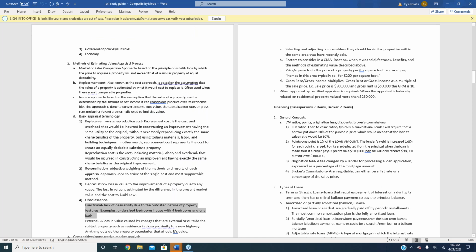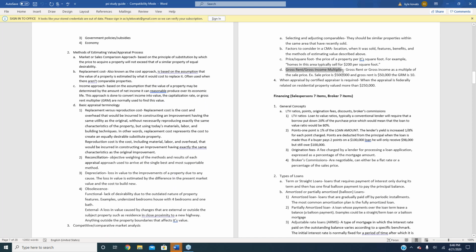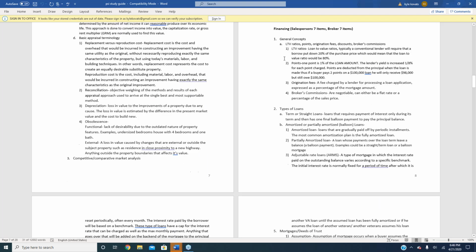This part up here, next page, gross rent multiplier. If they ask you about this, what you're basically doing is taking your sales price divided by your gross rent. So in this example here, it says your sales price was 500 grand, your gross rent was 50,000. What's your GRM? 10. You just take the sales price divided by the gross rent.